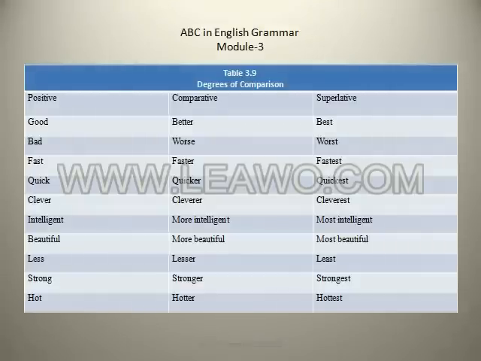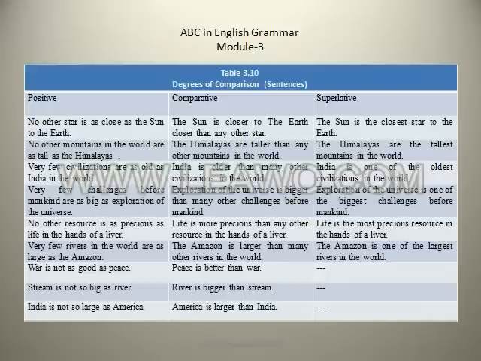Table 3.9. The degrees of comparison of some important adjectives are given in this table. Examples for 3 types of usages of degrees of comparison that we have discussed just now are given in this table.